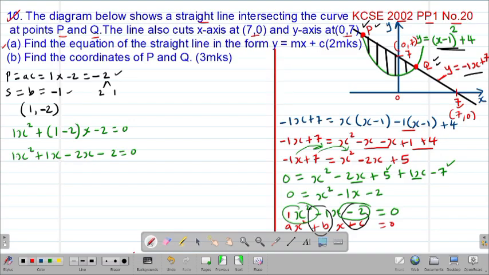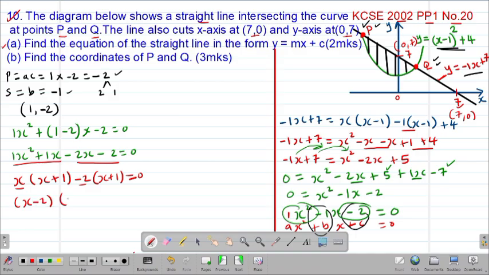So I'll factor out the common term here, which will be x. So I'll have x into x plus 1. Then I'll factor out negative 2, which is common. So I'll have negative 2 into x plus 1 being equal to 0. So I pick this one and this to form my first bracket, which is x minus 2.